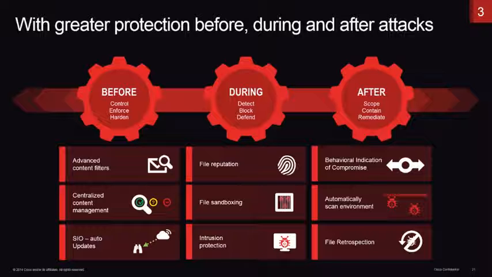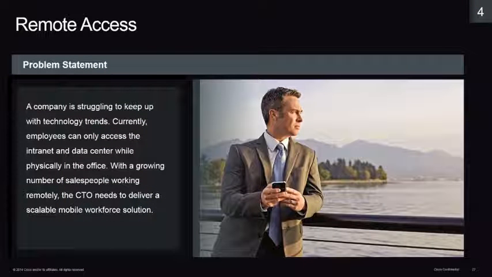As companies move toward allowing employees to access their networks with personal devices, there is need for a better remote access security solution. In use case number 4, we will review a Cisco solution to remote access. A company is struggling to keep up with technology trends. Currently, employees can only access the intranet and data center while physically in the office.